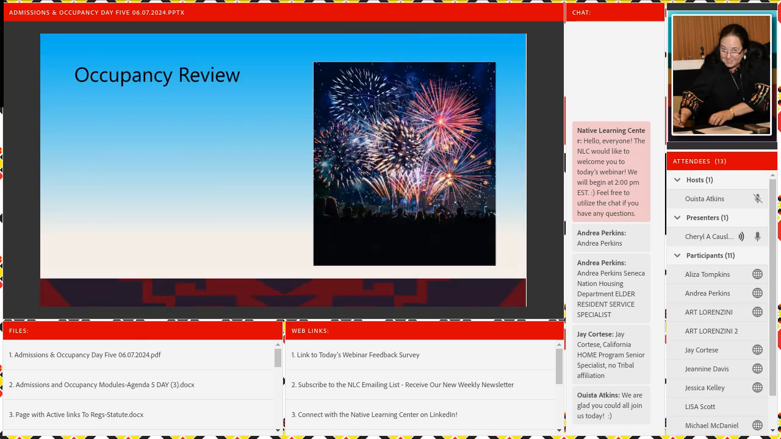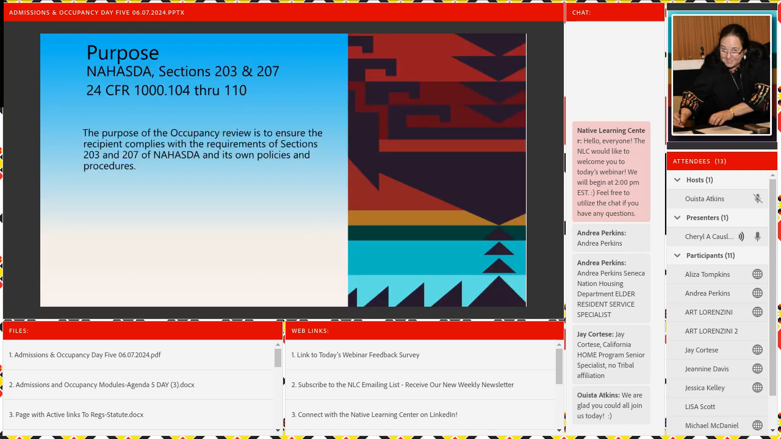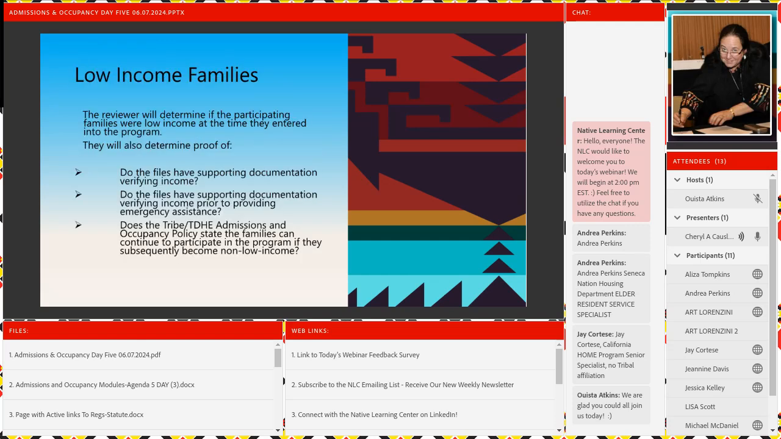So occupancy review. The purpose of the occupancy review is to ensure the recipient complies with the requirements of Section 203 and 207 of NAHASDA and its own policies and procedures. Your reviewer is going to determine if the participating families were low income, first of all, at the time they entered into the program. They will also determine proof: do the files have supporting documentation verifying that income?